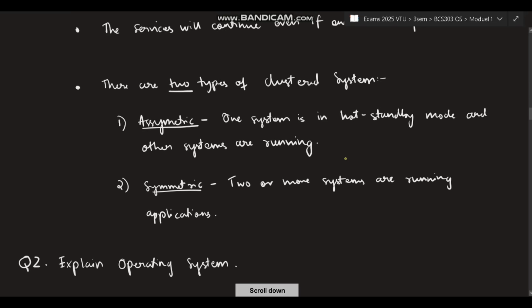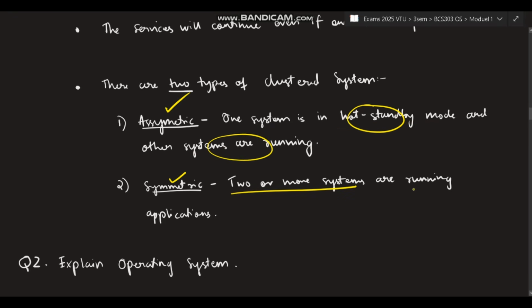There are two types in that: asymmetric and symmetric. Asymmetric means one system is in hot standby mode and other systems are running. If one system is in standby mode and the other systems are running, it is called asymmetric. If it is symmetric, it will have two or more systems running the applications at the same time. That is symmetric. That was about the first question.